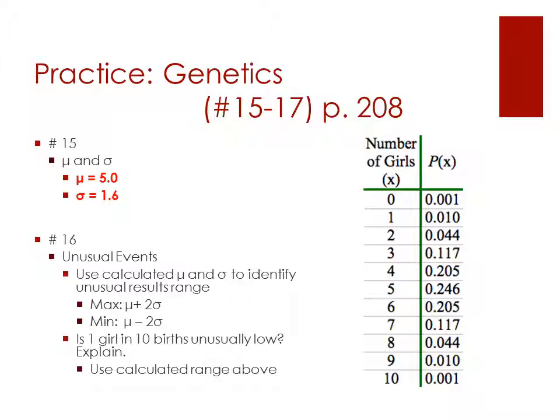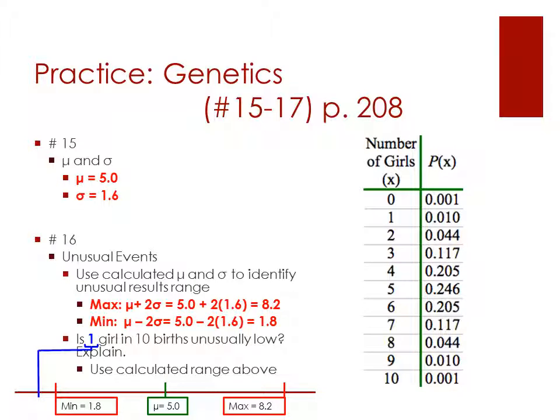So pause the video here, plug those numbers in and do your calculations, and then turn the video back on to check your answers. All right, you should have gotten 8.2 for our maximum value. That would be considered a usual value, and 1.8 is our minimum value for what would be considered a usual value. Okay, so when we're looking at this, we need to ask ourselves, for example, is the birth of 1 girl in 10 births unusually low?